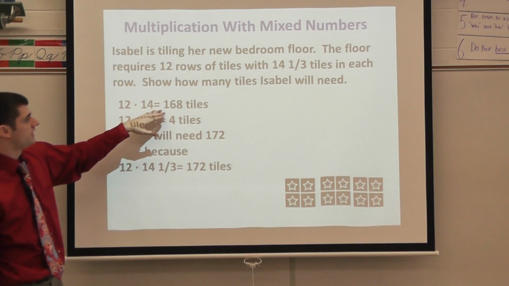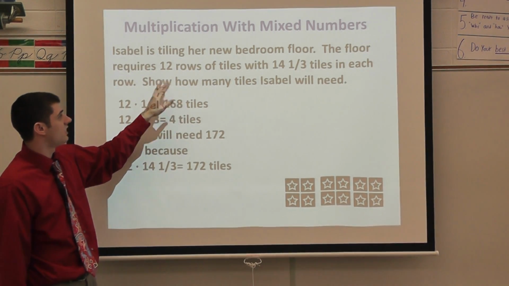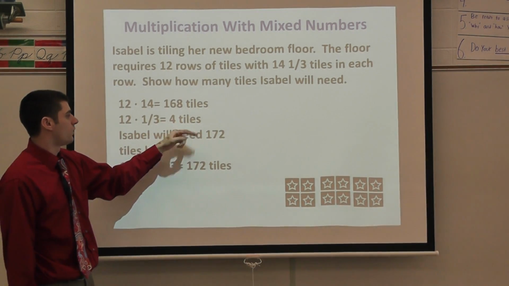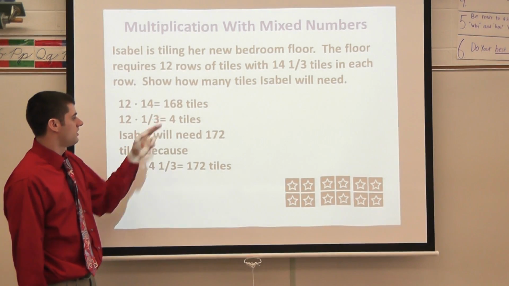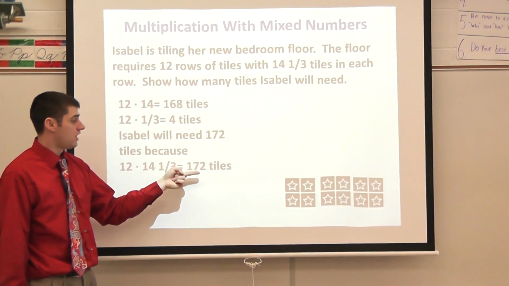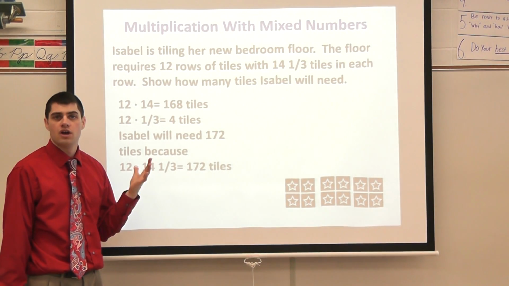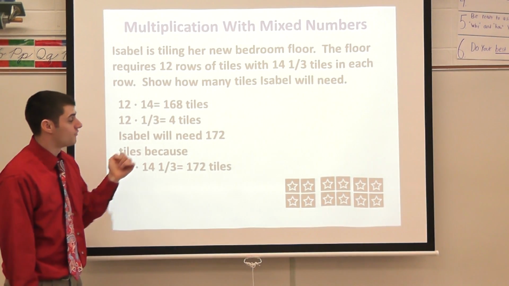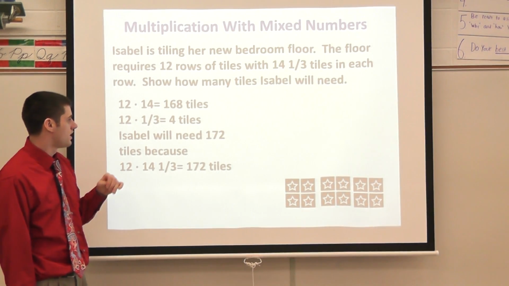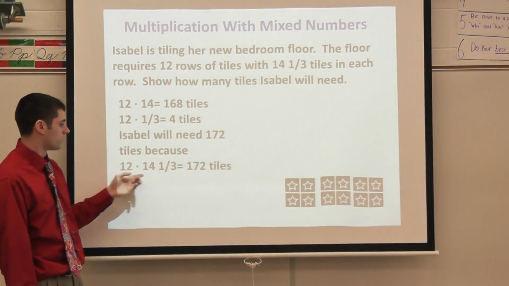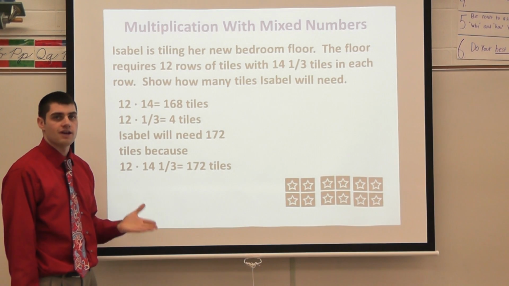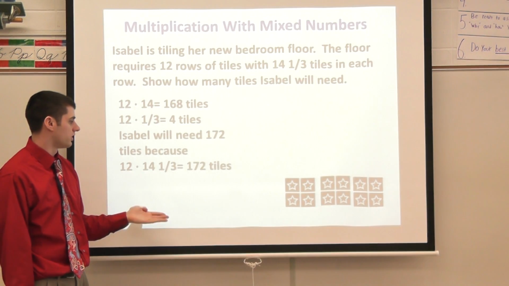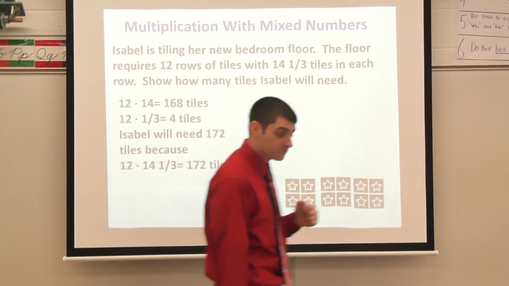So 12 times 14 would be 168 tiles. And then 12 times 1/3 would be 4 tiles. And if I add those together, that's going to give me a total of 172 tiles. Isabel is going to need 172 tiles to tile her floor because, again, I multiplied 12 times 14 1/3 to get 172. You may type that in your calculator, but make sure you're writing out your number sentence to show your work.